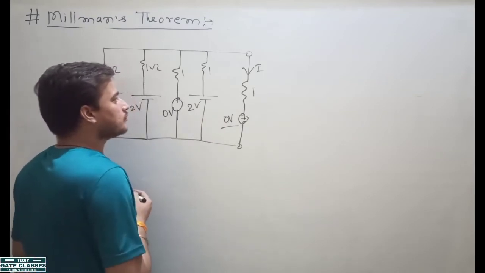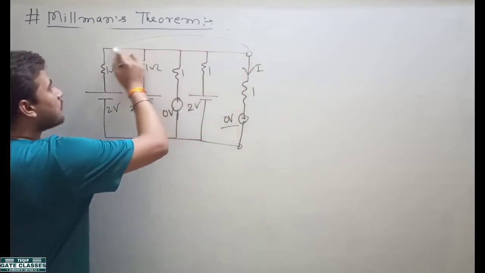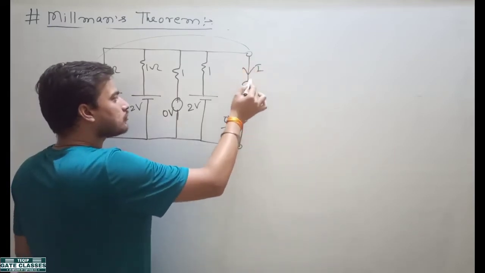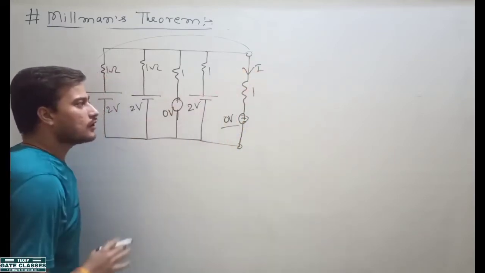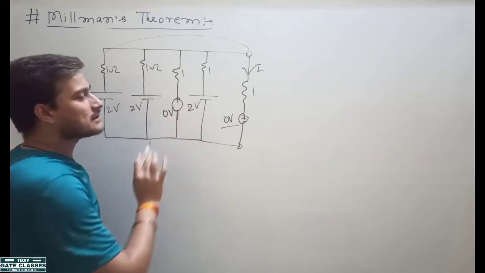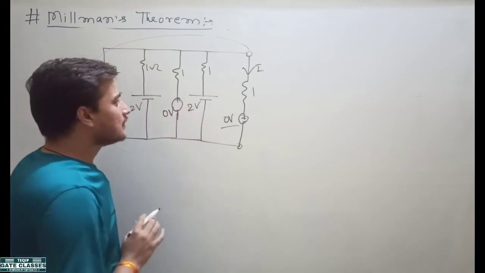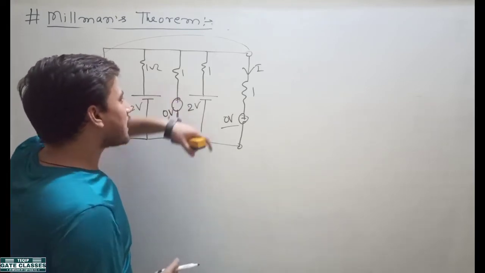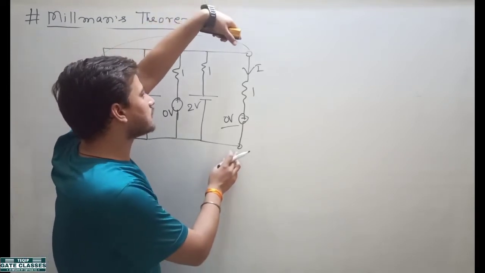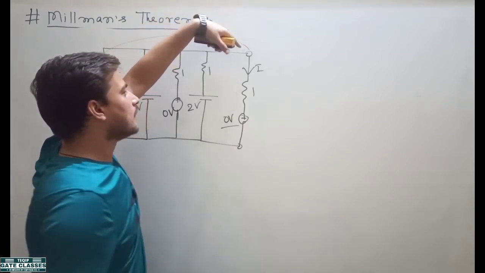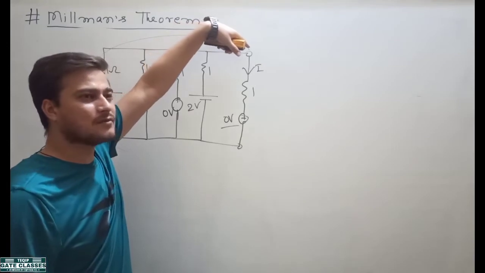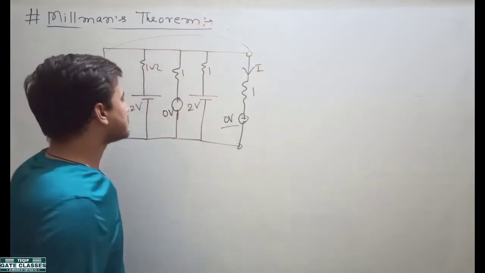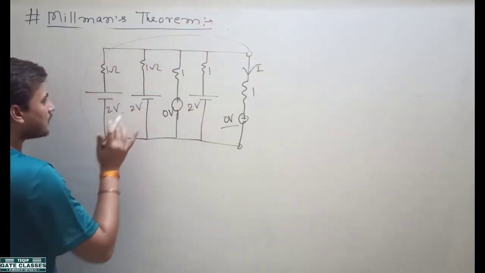Now what will you do? If you apply Millman's theorem in the complete circuit, here you are not going to remove the load, and if you are going to apply Millman's theorem in the complete circuit, then the voltage you will get, that will be directly the terminal voltage across this resistor. So let us see how to write the expression.